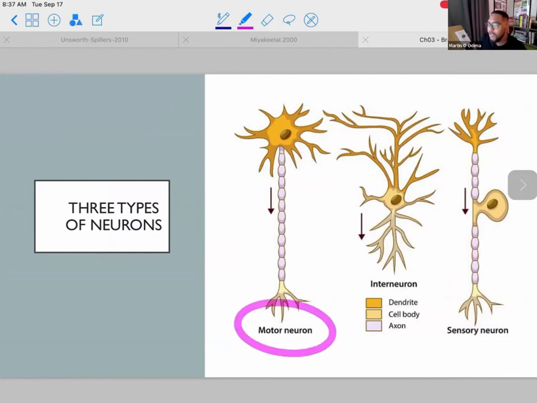So the motor neuron sends signals to muscles and prompts physical actions. The interneuron is located primarily in the brain and the spinal cord, and it processes information, allowing for complex decisions and responses. And the sensory neuron gathers information from the environment and the body, transmitting it to the brain.